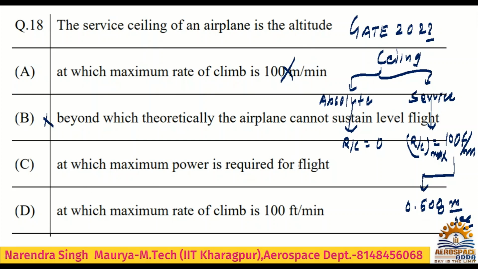At which maximum power is required for flight? No, it is also wrong. At which maximum rate of climb is 100 feet per minute, which is the correct answer. So option D is the right answer.